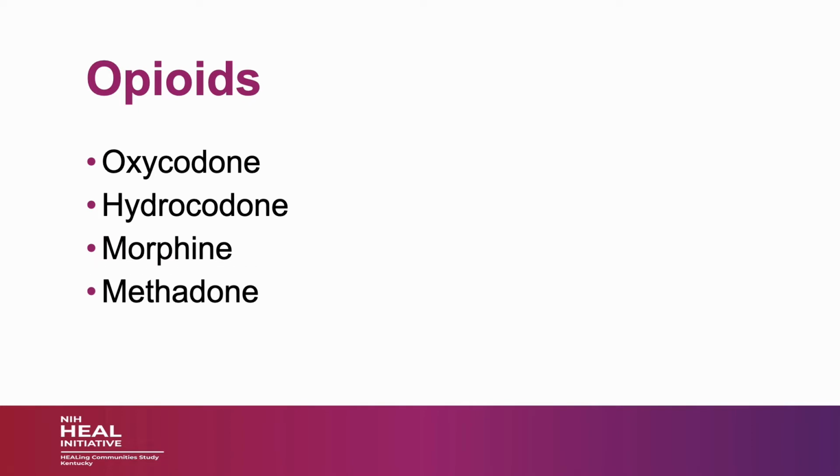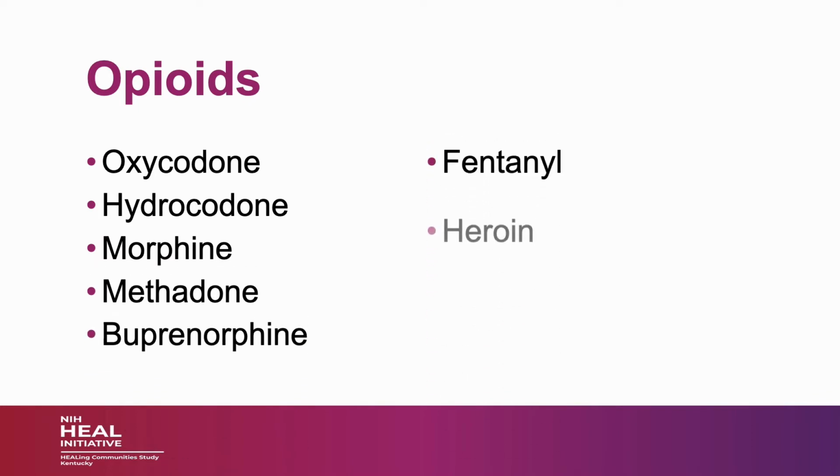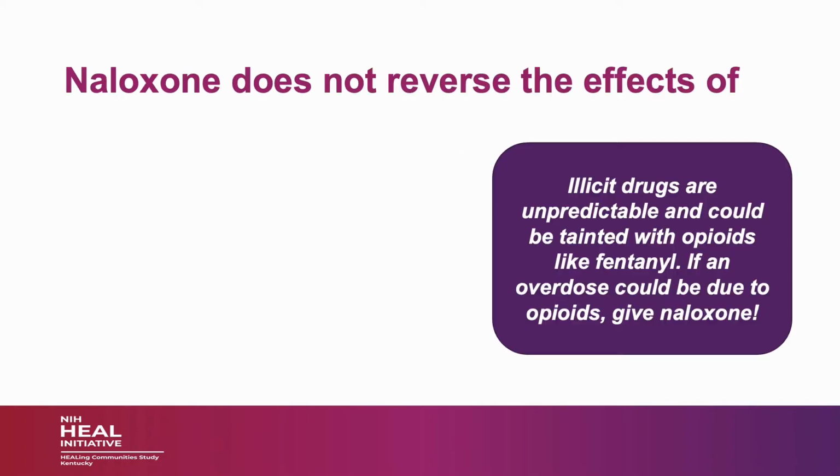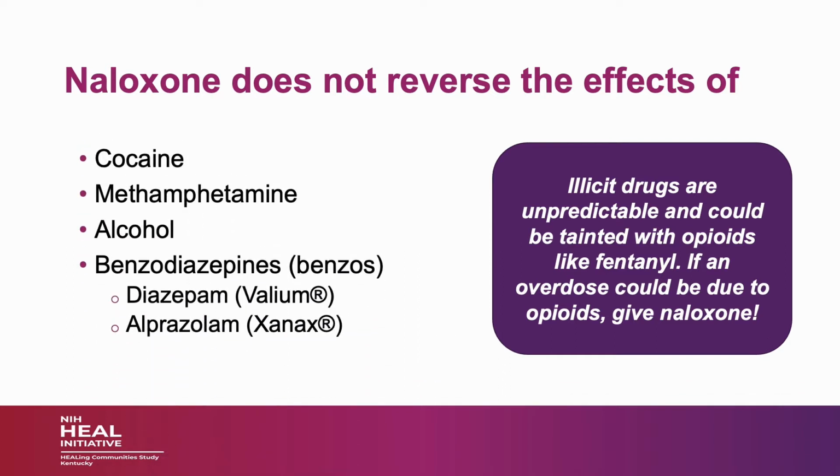Some common opioids include oxycodone, hydrocodone, morphine, methadone, buprenorphine, fentanyl, heroin, and carfentanil, but there are many others. Naloxone does not reverse the effects of non-opioid drugs such as cocaine, methamphetamine, alcohol, or benzodiazepines such as Valium or Xanax. Naloxone temporarily blocks the effects of opioids to allow an overdose victim to start breathing again. It starts working in 2 to 5 minutes and lasts about 30 to 90 minutes.